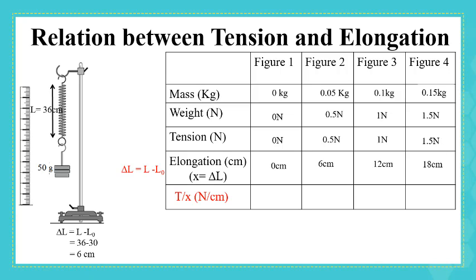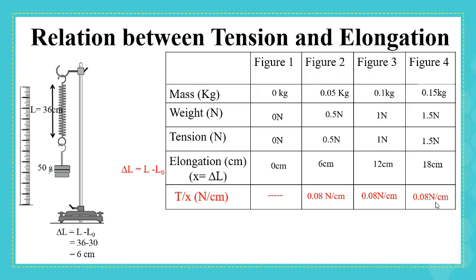Now let's divide the values obtained for the tension by the values obtained for the elongation. Let's start with the first figure, 0 over 0. It's impossible, nothing. 0.5 Newton divided by 6 centimeter gives 0.08 Newton per centimeter. 1 divided by 12, it's also 0.08 Newton per centimeter. 1.5 divided by 18 centimeter, it's equal to 0.08 Newton per centimeter.